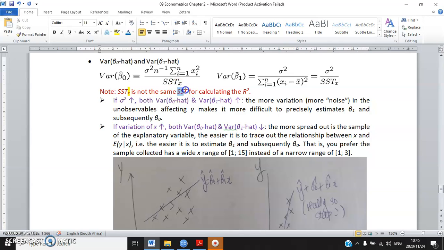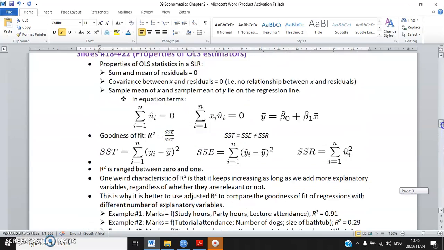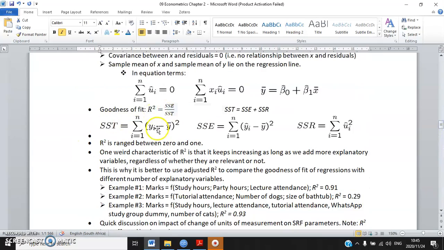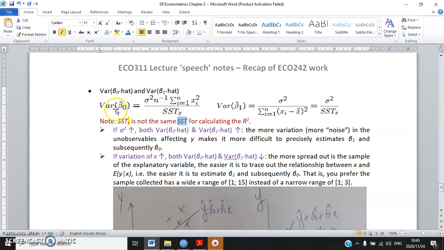Don't get confused with the total sum of squares for the R square calculation. So I just want to remind you, this is the total sum of squares for the R square calculation. It relates to y, the dispersion of the y around the mean y value. Okay, but if I go back to this equation, the estimated variance of the constant, variance of B0 hat and variance of B1 hat, look at the denominator. The total sum of squares is in connection with x. Do you see the x here? And this equation actually means the dispersion of x around the mean of x.